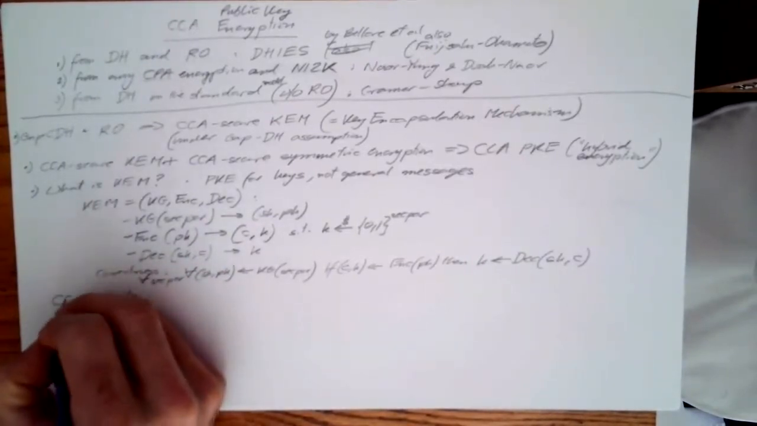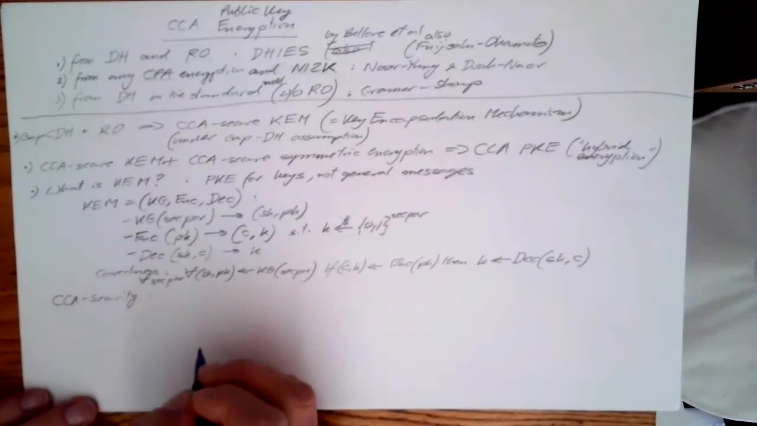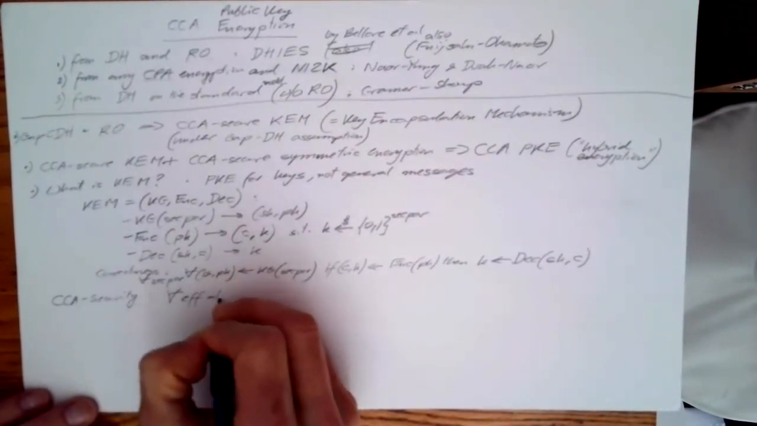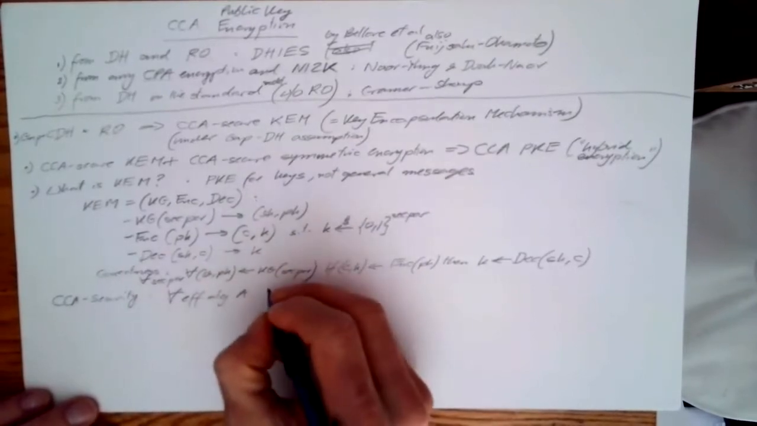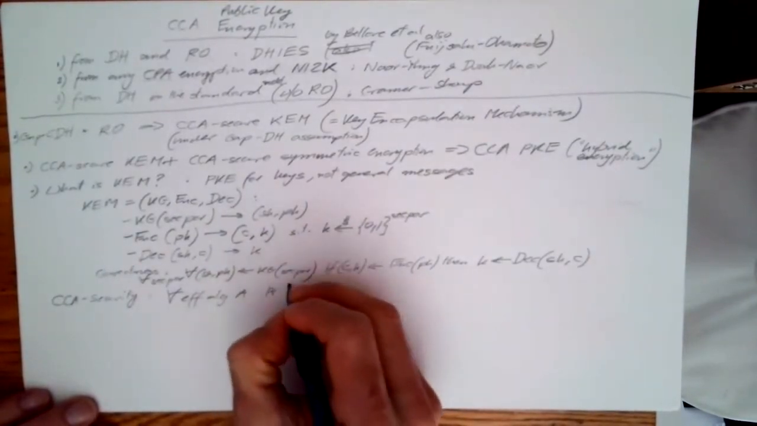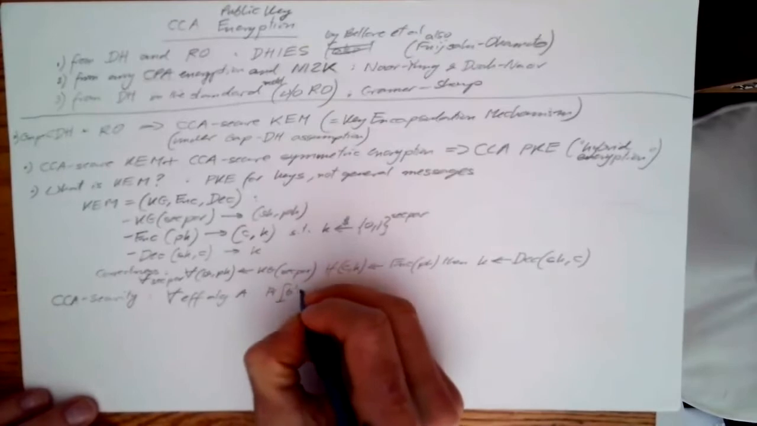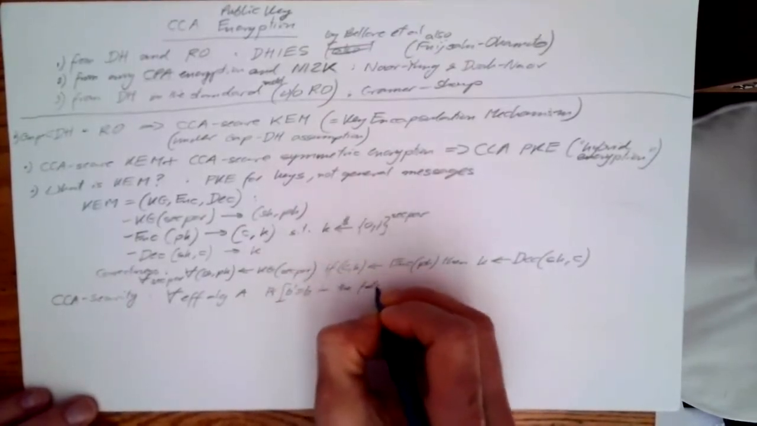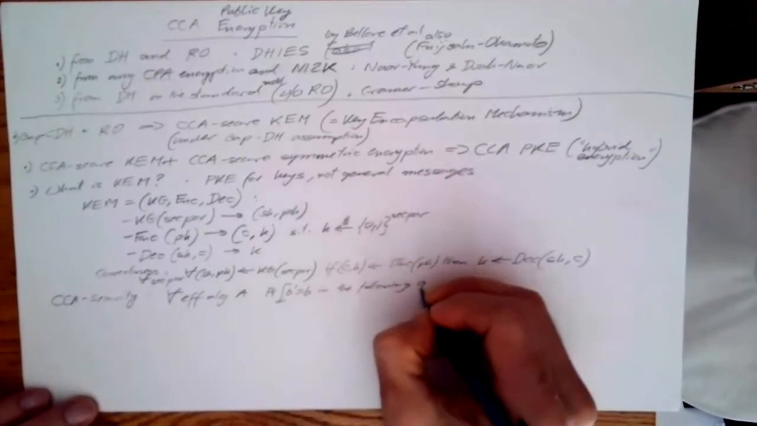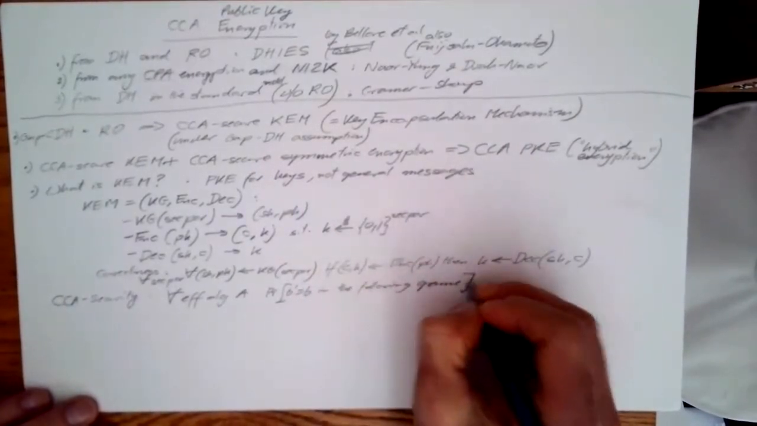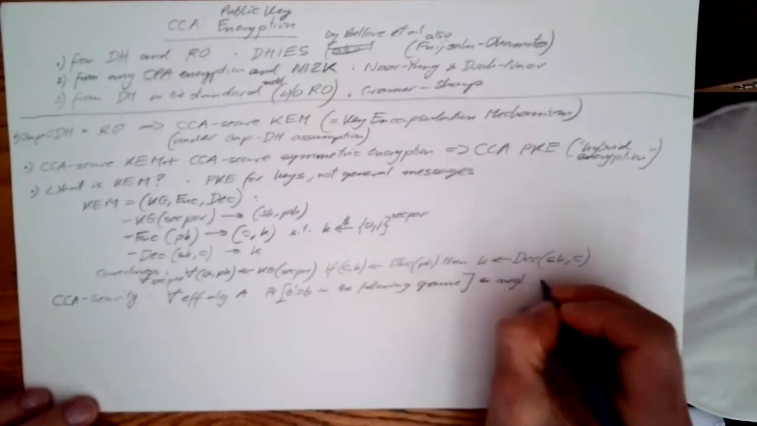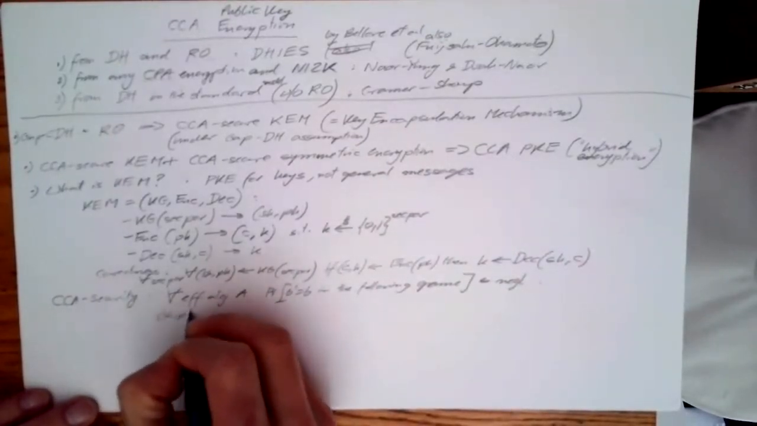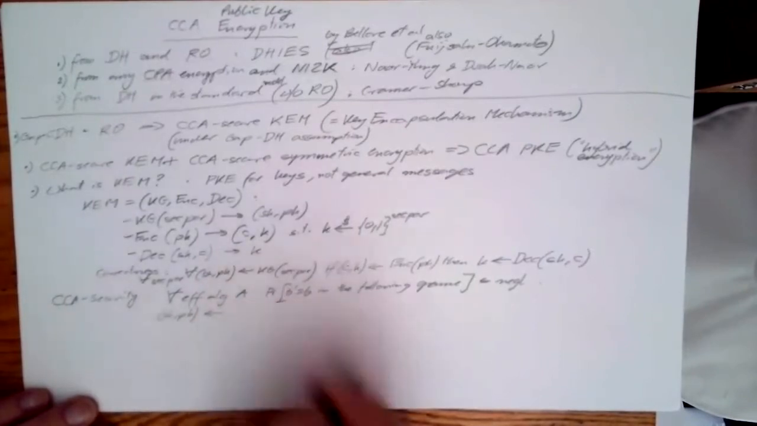So this is the CCA attack security. For every efficient algorithm A, the probability that B prime is B in the following game is negligible. Okay, so what's the security game? You pick the public keys.